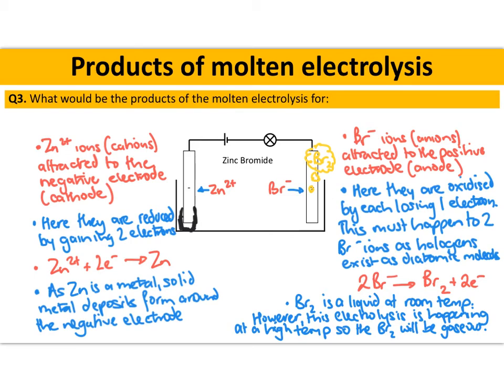Bromine is actually quite a volatile element. Its boiling point isn't much higher than room temperature, so certainly at these temperatures it would have turned into a gas. And we would observe that at the positive electrode we would see fizzing, we would see effervescence, we would see that bromine was being produced.